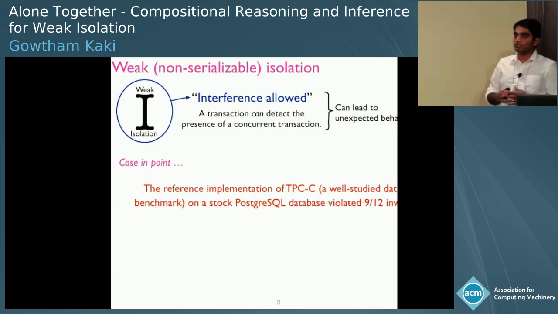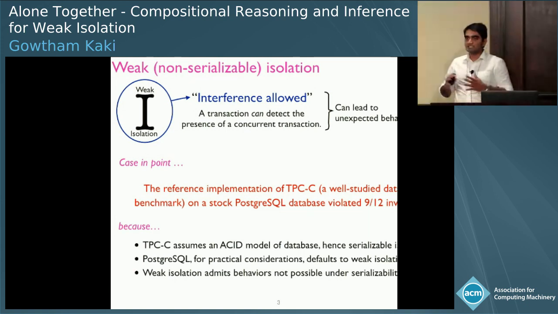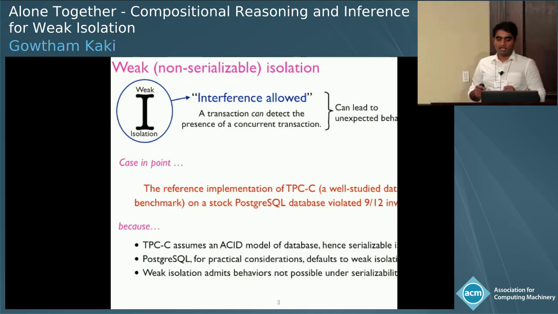For example, we took a reference implementation of TPCC, a standard online transaction processing benchmark, and ran it with multiple concurrent clients on a stock Postgres database. We found that in almost every run, at least one of the invariants was violated, and in total, 9 of the 12 TPCC invariants were violated in the experimental runs. This happens because TPCC, like any other database application, is written assuming the ACID model of database and serializable isolation. Postgres, for practical considerations of performance and scalability, defaults to weak isolation, and weak isolation does admit behaviors that are not possible under serializability, leading to violation of invariants in the case of TPCC.